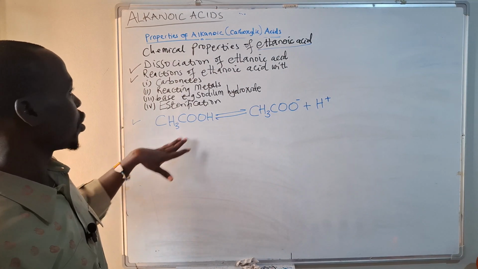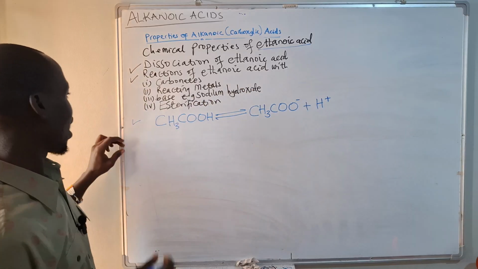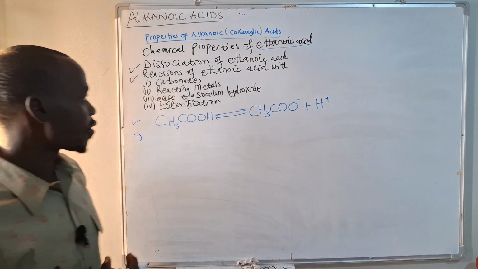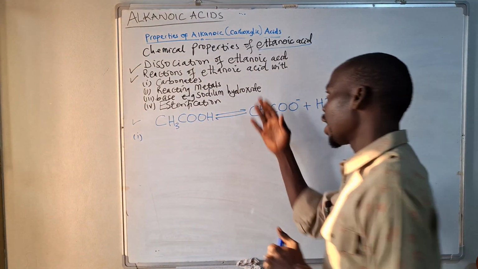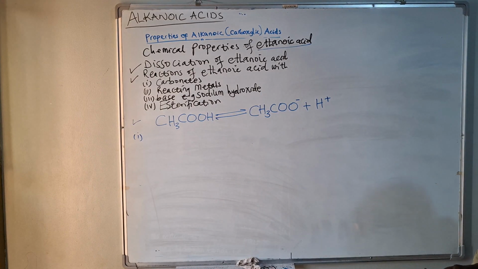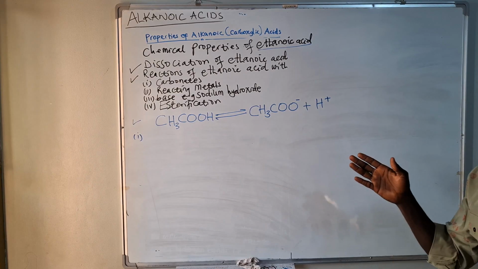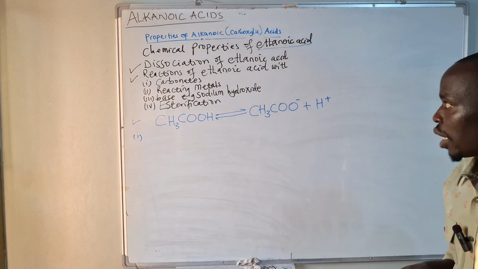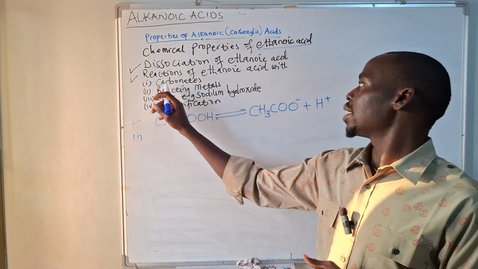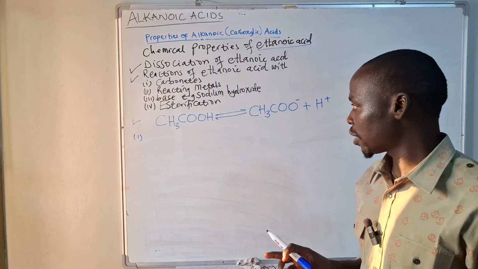Then let's look at the reaction of ethanoic acid with, number one, carbonates. So what do we see when this acid reacts with carbonates? One thing we shall see is that there's going to be formation of a salt, and when the salt is formed, water is also formed in the process, and some carbon dioxide is given out. Remember, these things are carbonates.